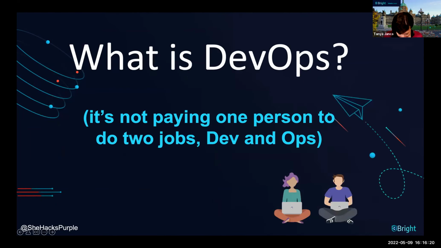So as a spoiler, DevOps is not paying one person to do 2 jobs. One of my cousins was like, my boss told me today he wants us to do DevOps. And basically he laid off the ops person, and now I have to do both. And I think DevOps sucks. I'm like, that is not DevOps. Just to be clear, that's not what DevOps is.